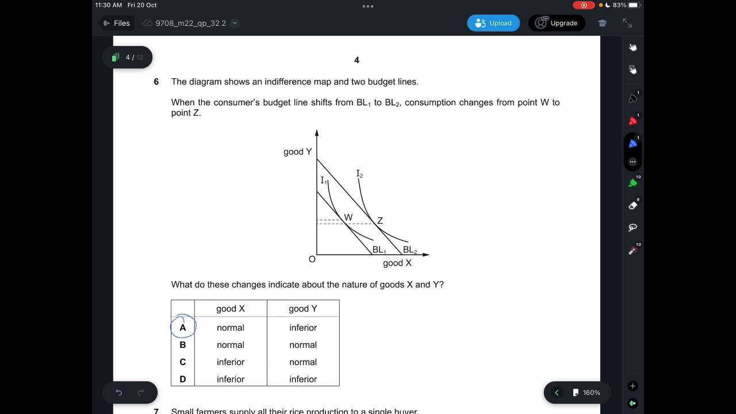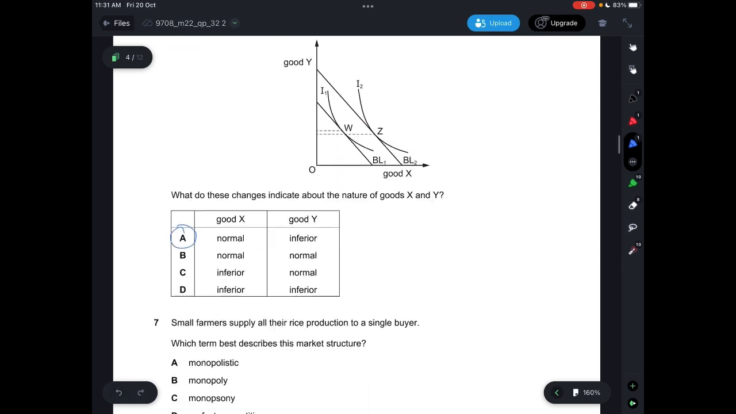If let's say the budget line is slightly tilted upwards to the point where it's the same level as W, then both of these will be a normal good. But if your indifference curve is somewhere around this position, meaning that you'll buy more of good Y and less of good X, this means that good X would then be an inferior good. So yeah, vice versa, depending on the position of the indifference curve.